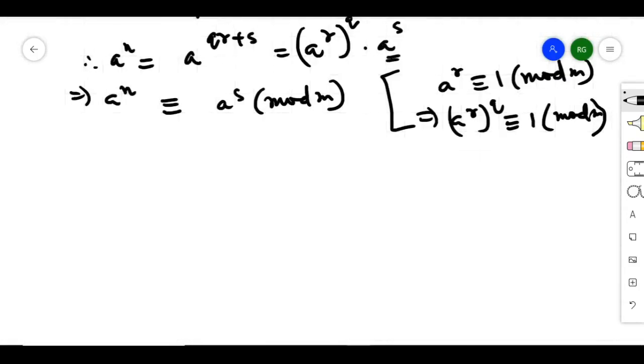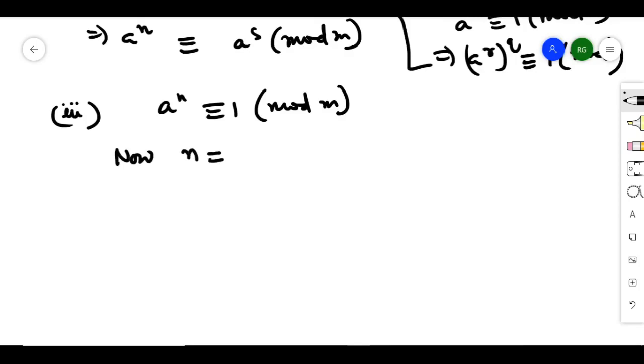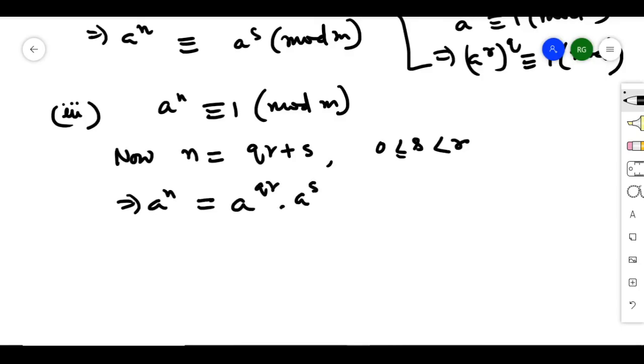Now for the third one, number 3, a to the power n congruent to 1 mod m. Let us consider a to the power n congruent to 1 mod m. Now we already have by division algorithm n equal to, say, qr plus s, where s is lying in this range, and so a to the power n is congruent to a to the power s. Actually it will come out to be a to the power qr into a to the power s. So if I divide both sides by m, then a to the power qr will be congruent to 1. As a result, what will be left? a to the power s mod m.